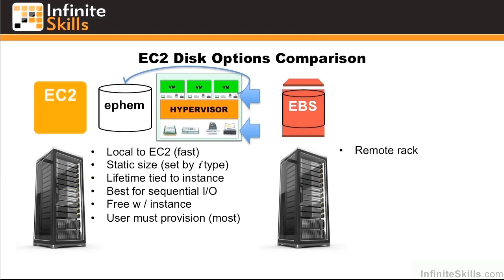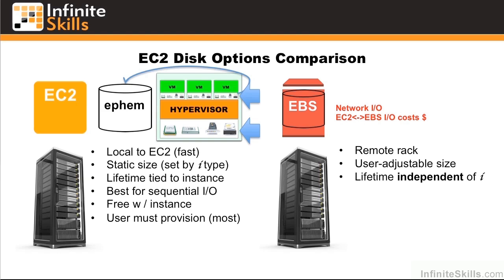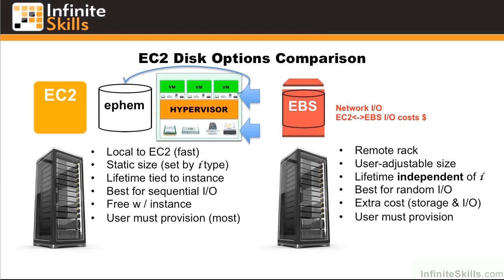The EBS, in contrast, exists in a remote rack, which means that there's network I/O between the EC2 instance and the EBS volume. This network I/O is charged. The user size of each EBS volume is adjustable. Its lifetime is independent of the instance itself. It's best for random I/O. It does have extra cost associated with it for both storage and I/O into and out of the EC2 instance. The user again has to provision this disk, but this disk allows for snapshots, and it also allows for provisioned I/O.